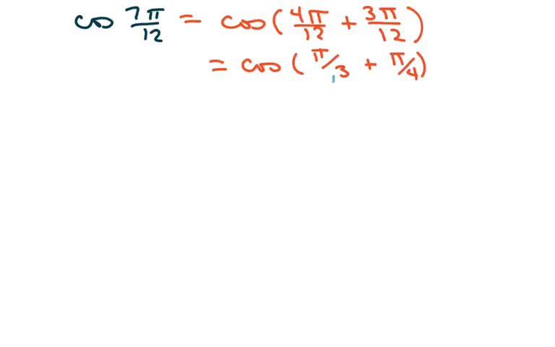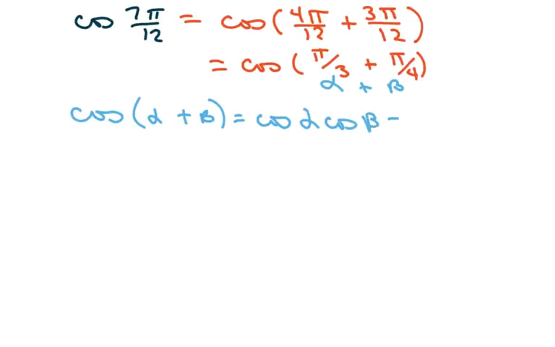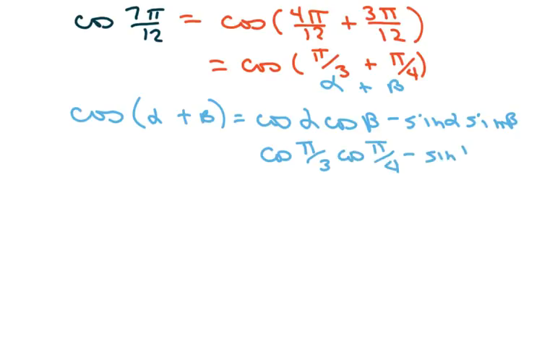So this is your alpha plus your beta. Now I'm going to write out my formula. So I get cosine of alpha plus beta is cosine of alpha, cosine of beta, minus sine of alpha, sine of beta. And then you just substitute. So we have cosine pi over 3, cosine of pi over 4, minus sine of pi over 3, sine of pi over 4.